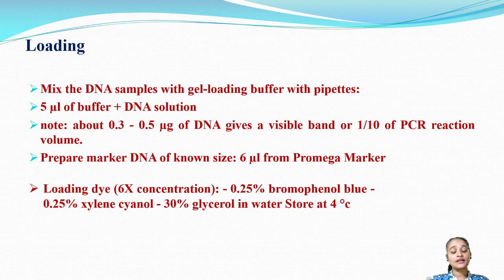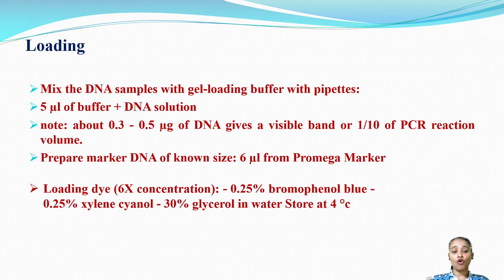What does loading dye consist of? I am showing you the loading dye of 6X concentration, that is 0.25% bromophenol blue, so you can take 25 mg of bromophenol blue, and 0.25% xylene cyanol, 25 mg, plus 30% glycerol in water. Now you have to store it at 4 degrees Celsius.